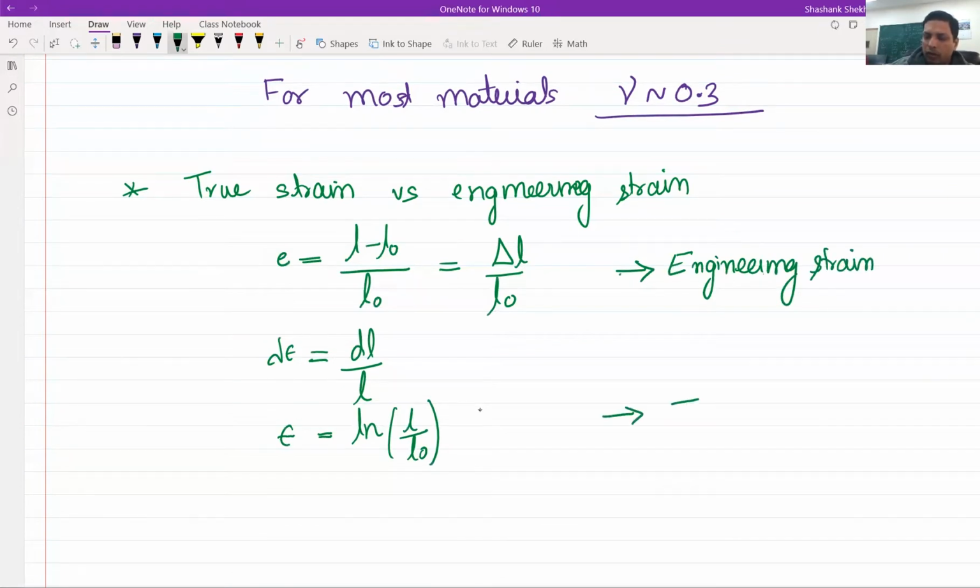So the first one is called an engineering strain, or basically a working value of strain. And this is true strain. So in this particular case, the strains have been added with respect to the length at that particular time and whatever increment has taken place. And in that sense, it is the true representation of the strain value.